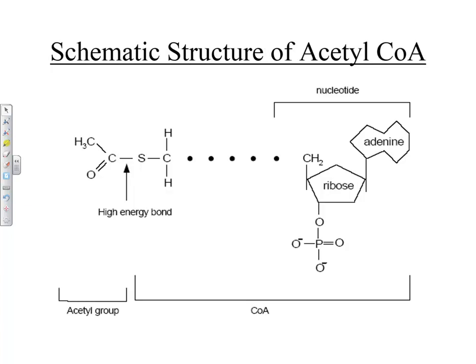Let's again look at the picture. What you have to the left of this arrow is the acetyl group. CH3COOH is acetic acid, the acid you find in vinegar. You take hydrogen away from that and you get the acetyl group. The molecule on the right is called coenzyme A.